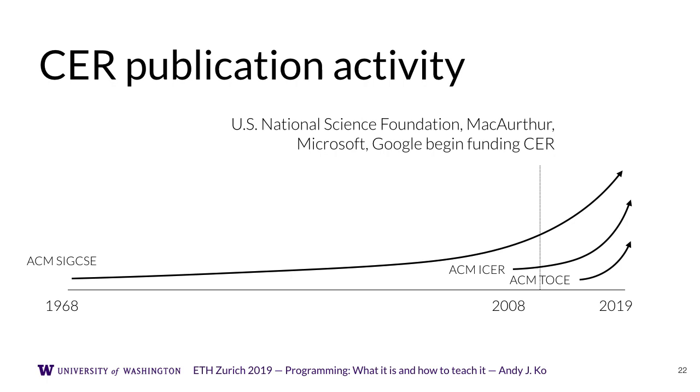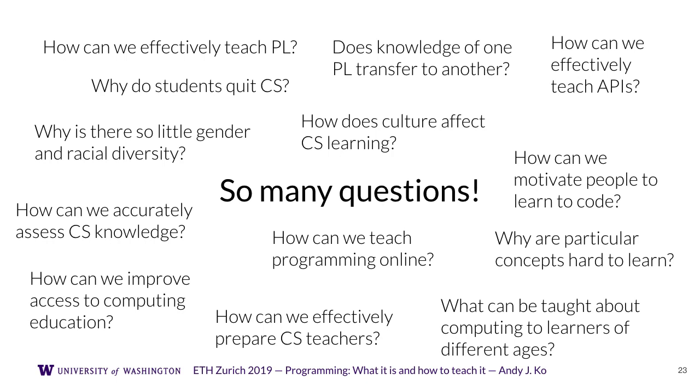And this really coincided with a lot of the push to bring CS to everybody in public education in primary and secondary school. And so there are a lot of questions that people have started investigating. If we start from the top left, how do we effectively teach programming languages? Why do students quit computer science? Why is there so little gender and racial diversity? How can we accurately assess CS knowledge?